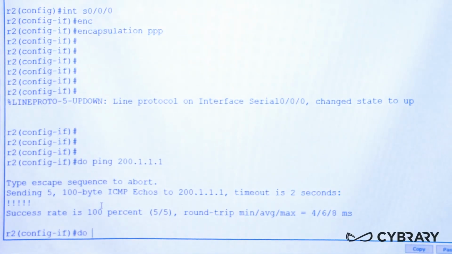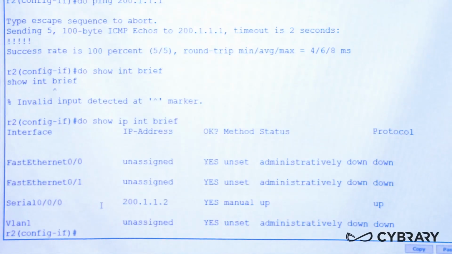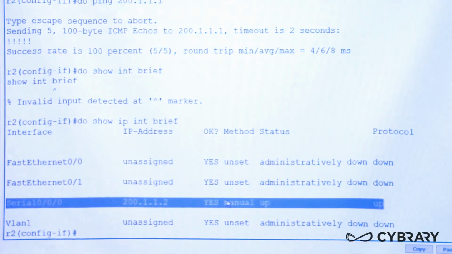At this point, if we check our interface brief, I keep forgetting the word IP, my interface says up, up. This concludes the PPP lecture.